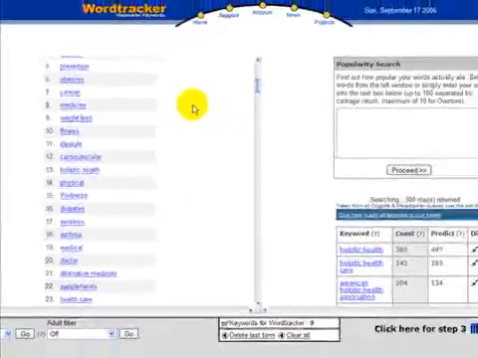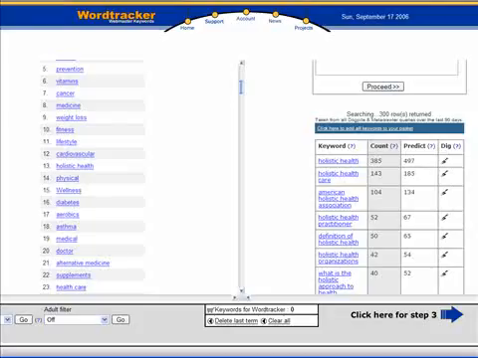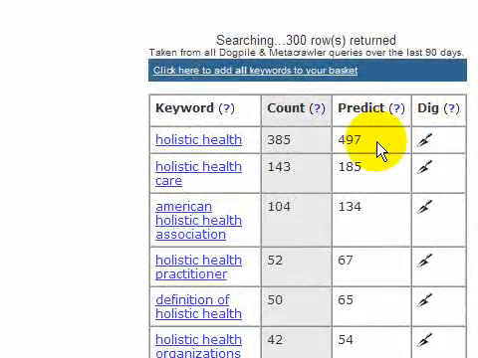Let's say you've heard a lot lately about holistic health. Holistic health is a philosophy of medicine that considers the entire well-being of the patient from a physical, mental, and even spiritual aspect. And a lot of MDs are actually starting to take this approach. So by clicking on the search term holistic health, Word Tracker tells us that approximately 500 people a day are searching for holistic health. That's a pretty healthy amount, so we may be onto something here.